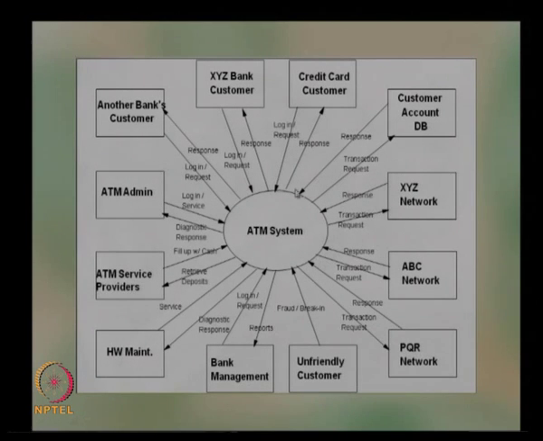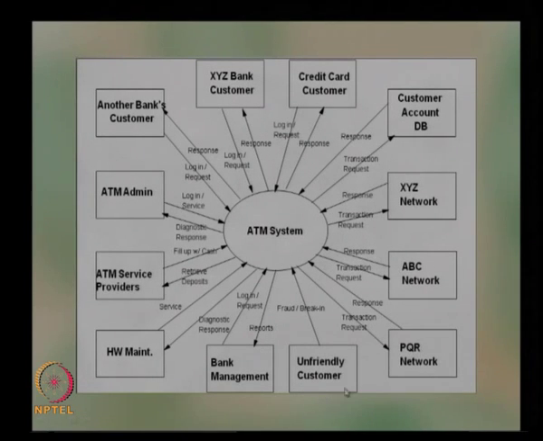This actually shows a very top level external system diagram. You can see these are all the external systems which will be interacting with the ATM system. You can have ATM admin, which will be interacting with the ATM system for maintenance as well as service and other requirements, and the customers from other banks, then there will be credit card customers, and then there will be different networks, like different international networks like Master, Visa and that kind of networks. So, they will be interacting with the ATM.